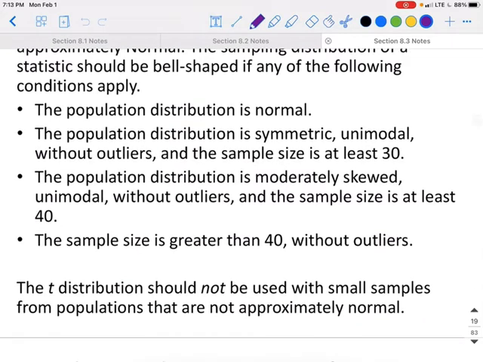The t-distribution should not be used with small samples from populations that are not approximately normal. So if it's approximately normal, you can use whatever sample size you want. If the population is not normal, then you cannot have a small sample. The more normal it is, the smaller the sample size can be. If it's not normal at all, or it has outliers, then it has to have a sample size of greater than 40. If it's moderately skewed, then you need to have at least 40. But if it's symmetric, unimodal, then you can just have at least 30 instead.